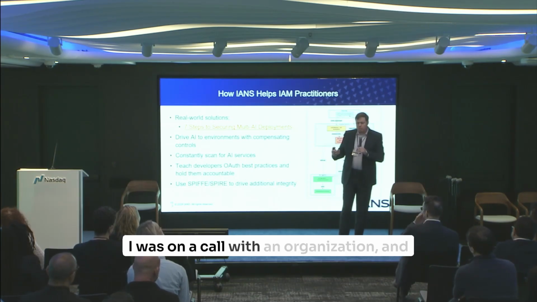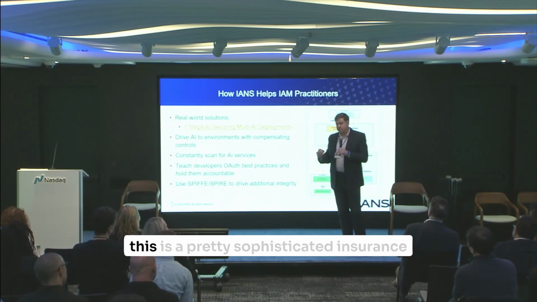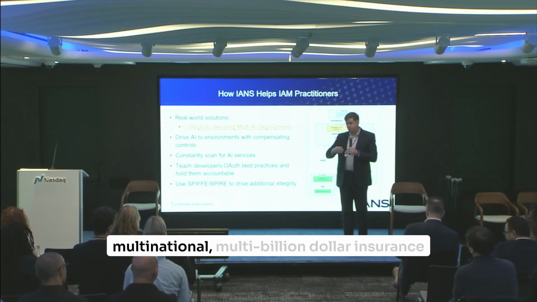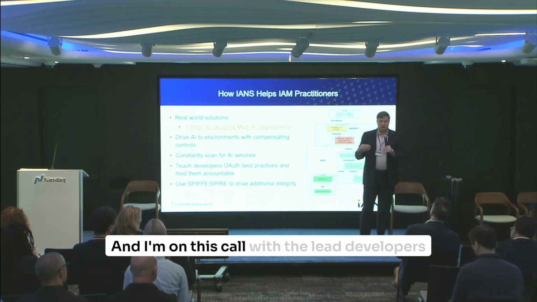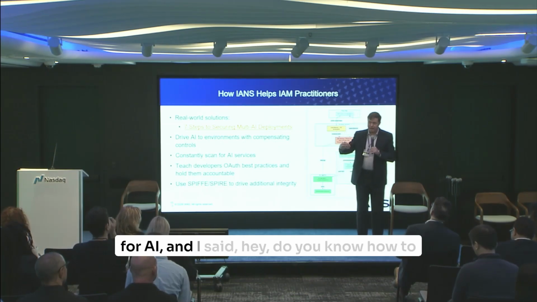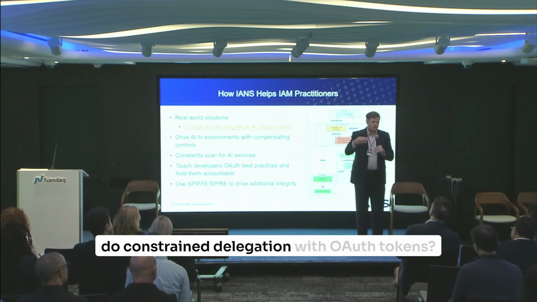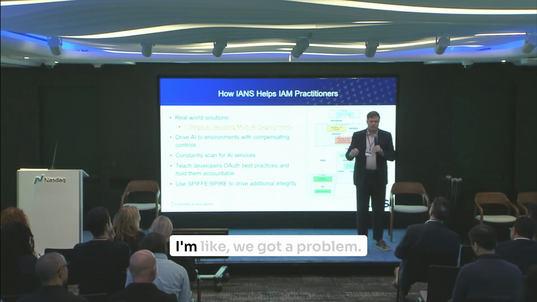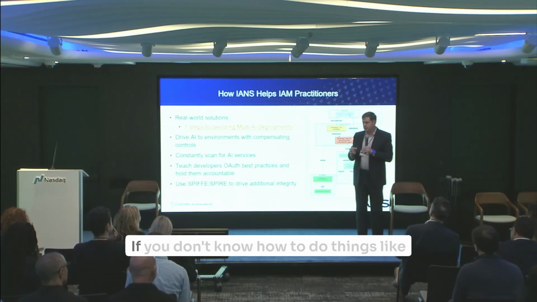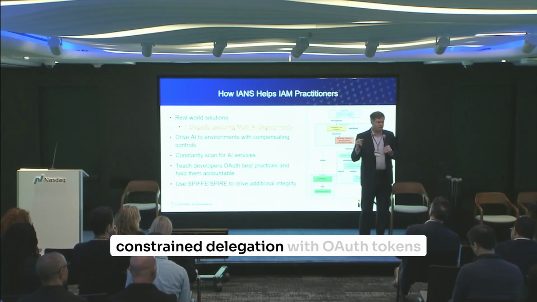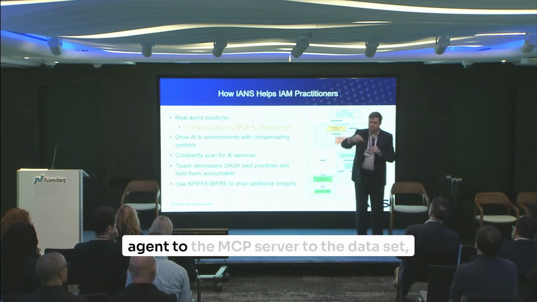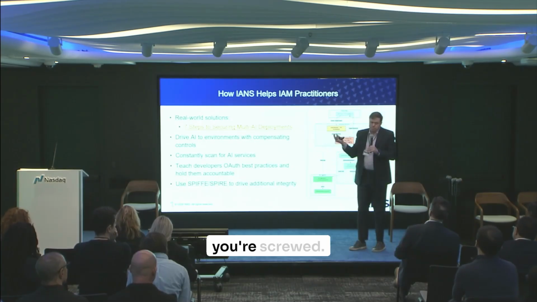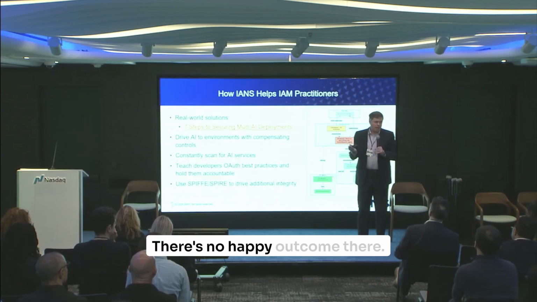I was on a call with an organization, and this is a pretty sophisticated insurance company, multinational, multi-billion-dollar insurance company. And I'm on this call with the lead developers for AI, and I said, hey, do you know how to do constrained delegation with OAuth tokens? What's that? I'm like, we got a problem. If you don't know how to do things like constrained delegation with OAuth tokens, properly scoped end-to-end identity from the agent to the MCP server to the data set, you're screwed. Like there's no happy outcome there.